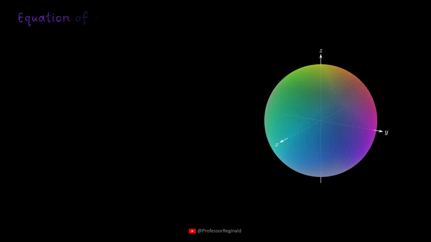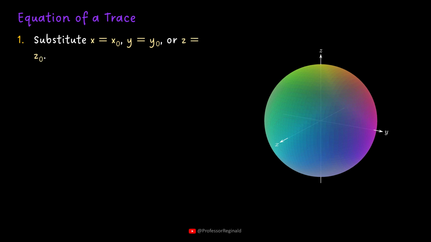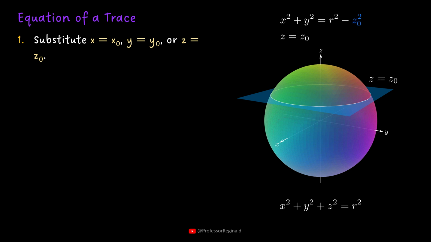To find the equation of a trace, first, substitute the constant that corresponds to the cutting plane into the equation of the surface. For the surface with the following equation, the equation of the trace left by a horizontal plane z equals z0 is this pair of equations. A trace is an equation in two variables, and it is accompanied by the equation of the plane that made the trace.